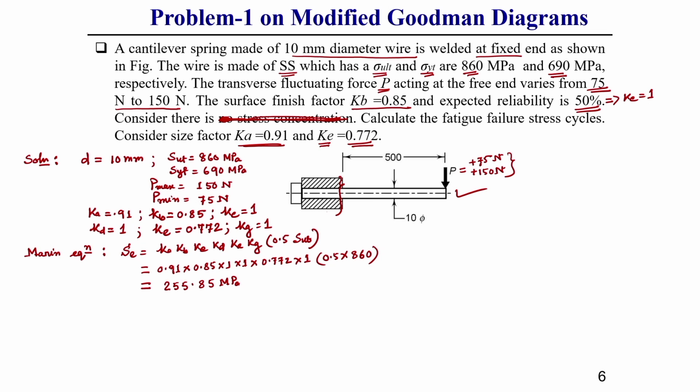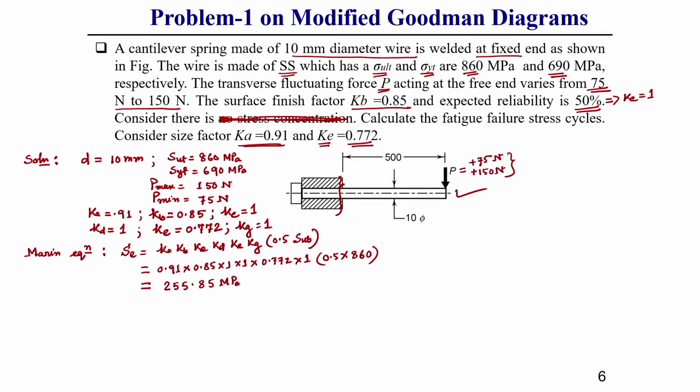Now, we need to find out the mean stress value and the amplitude stress value of this spring once it is subjected to a fluctuating type of load, plus 75 Newton and plus 150 Newton. This you should keep. How to find this out, that I am just going to calculate. Here one thing you can observe is that from this fixed point to this loading point, the distance is given as 500 mm.